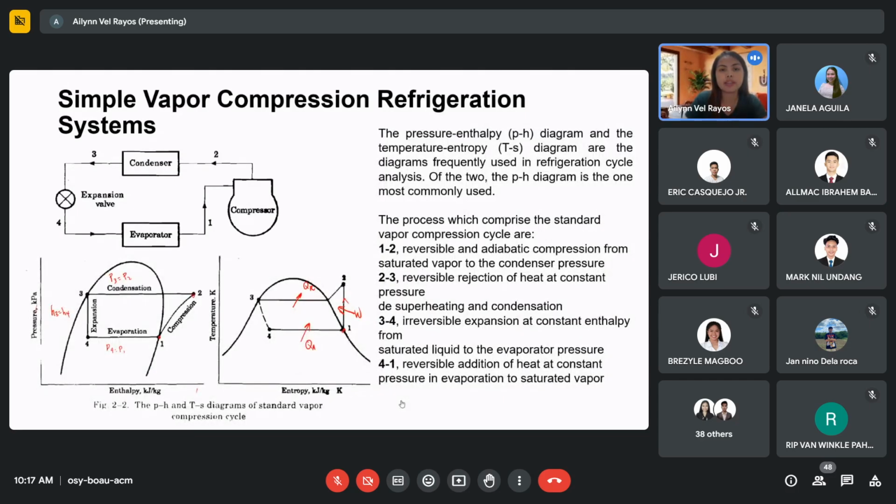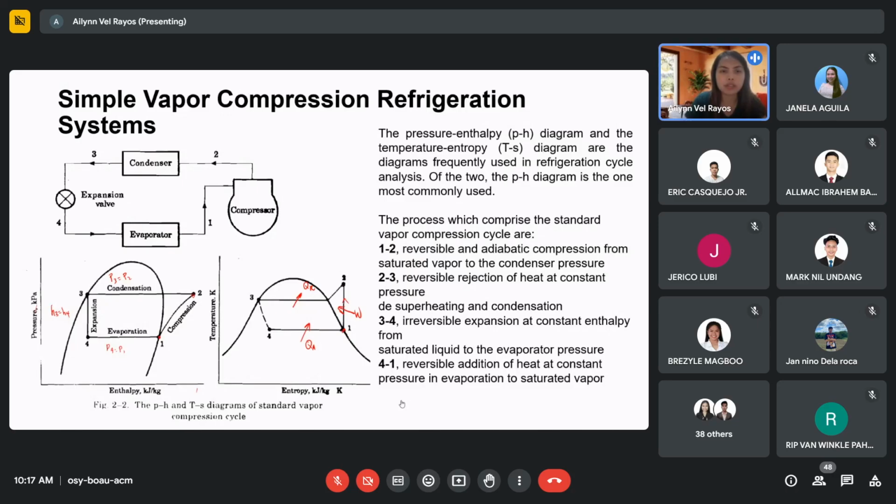So pressure, and this is the pressure enthalpy diagram and the temperature entropy diagram. So these are the diagrams which are frequently used in refrigeration cycle analysis. So these two, yung pH diagram, ang ginagamit natin most of the time since kita natin yung constant pressure, kita natin yung constant temperature. Constant pressure, kita natin yung constant enthalpy.